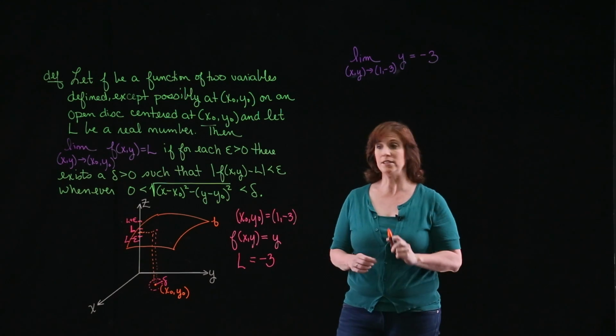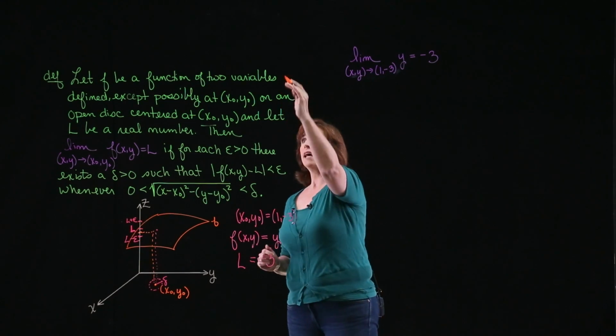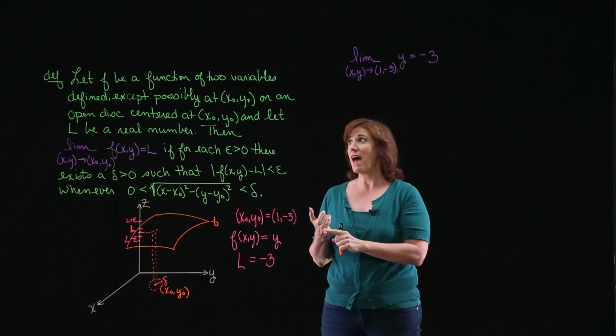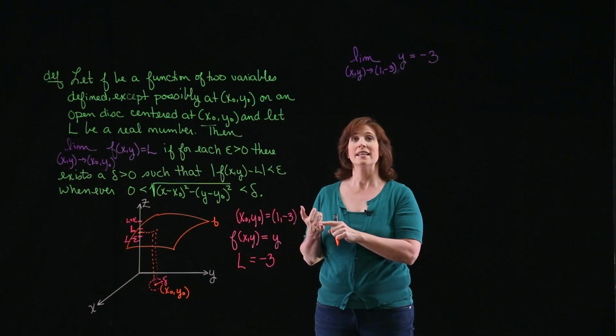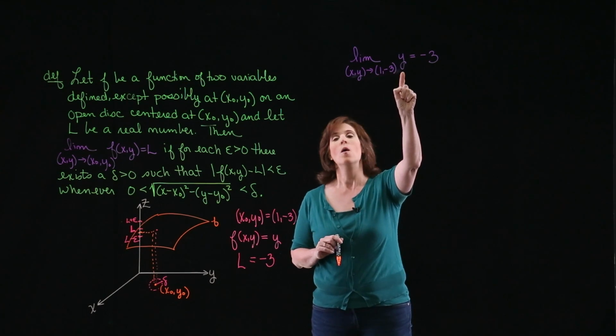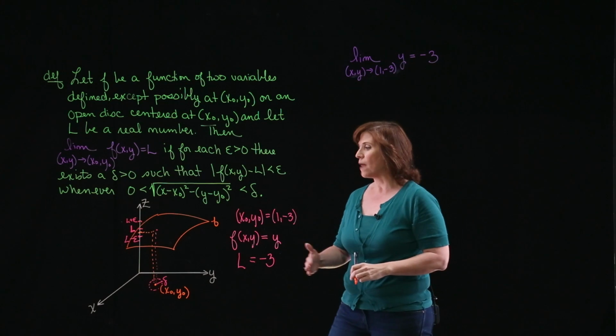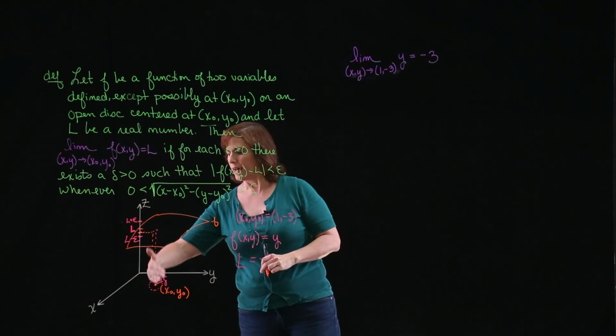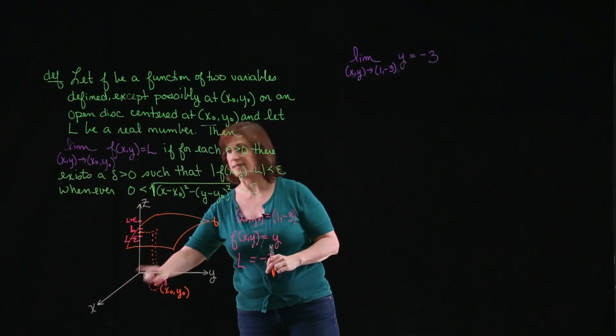Okay, so what do I need to do? First of all, let's take a look at our definition. Our function f has to be a function of two variables that's defined everywhere except possibly at (1, -3). Well, y is a plane, and y is a plane that is parallel to the xz plane.